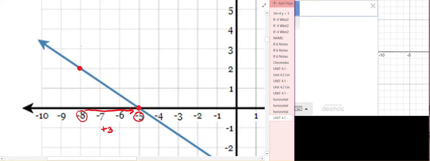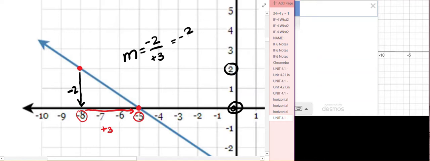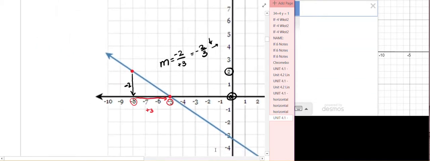Now for the rise, there is no rise. We actually have a drop because we started at y equals 2 and we ended up at y equals 0. How much did it drop? It dropped by 2. So for this slope, it's going to be negative 2 over positive 3, or simply negative 2 over 3. This tells you that you're dropping 2 when you're running 3 to the right. Okay, zooming out.